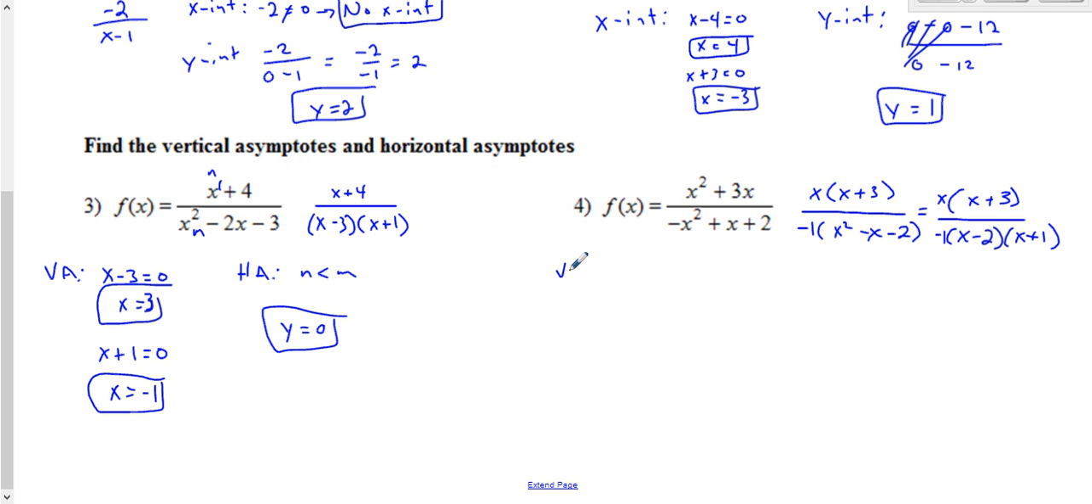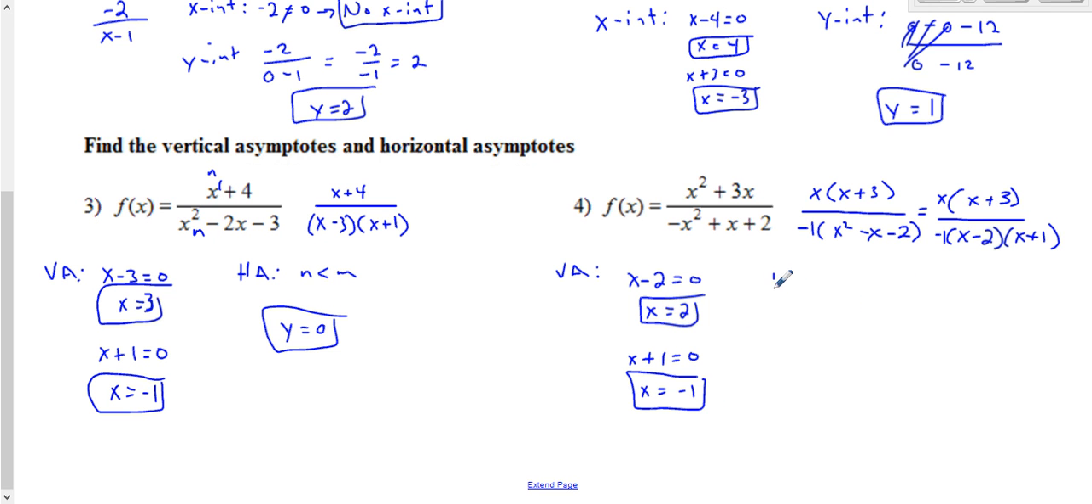For my vertical asymptote, I will set the denominator factors equal to 0. I do not need to worry about any constants that are factored out, just the variable expressions. So x minus 2 equals 0. I will get x equals 2. And x plus 1 equals 0. And I will get x equals negative 1.